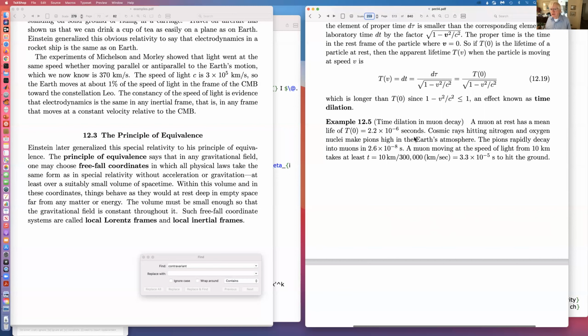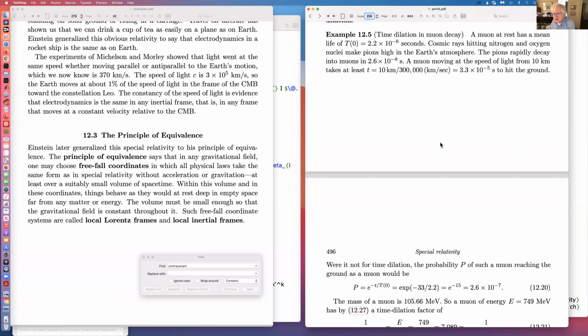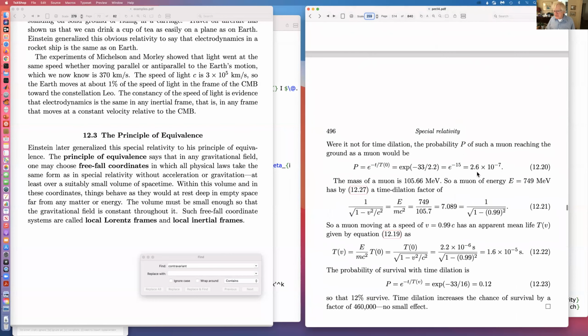One striking example of time dilation is muon decay. A muon at rest decays in 2 microseconds. On the other hand, it takes a muon created in the upper atmosphere 30 microseconds to get to the ground. And hardly any would get to the ground if it weren't for the effect of time dilation.